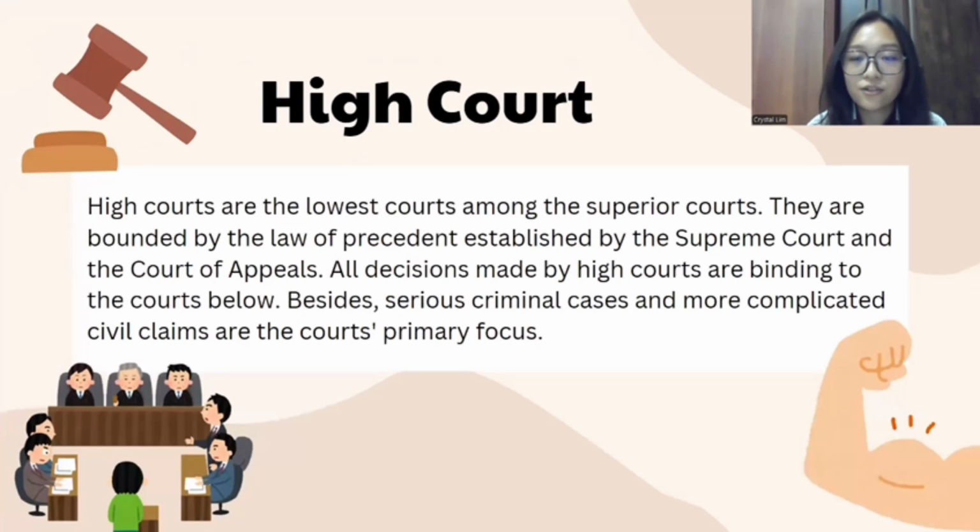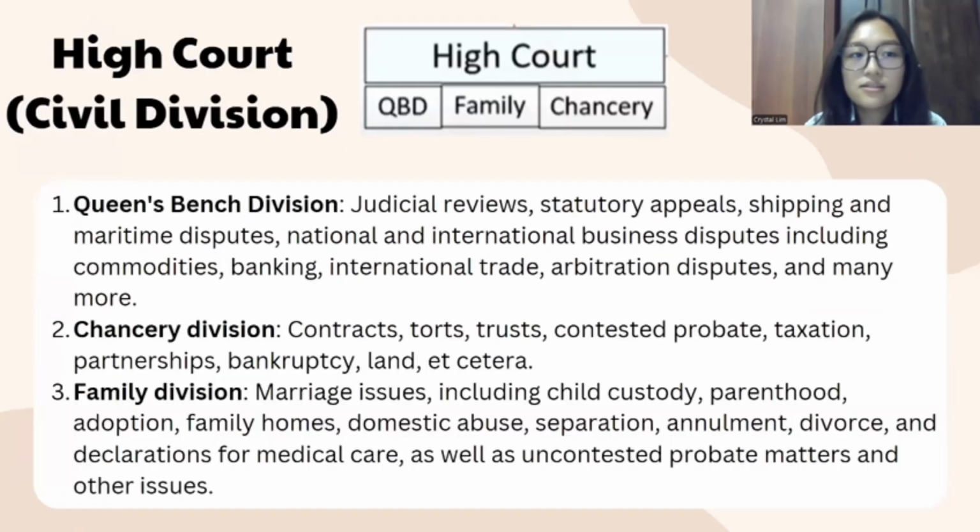Lastly, the High Court is the lowest court among all the superior courts. They are bound by the law of precedent established by the Supreme Court and the Court of Appeal. All decisions made by the High Court are binding on the courts below them. Besides, serious criminal cases and more complicated civil claims are the court's primary focus. The Civil Division is further divided into three different divisions, which are the Queen's Bench Division, Chancery Division, and Family Division.